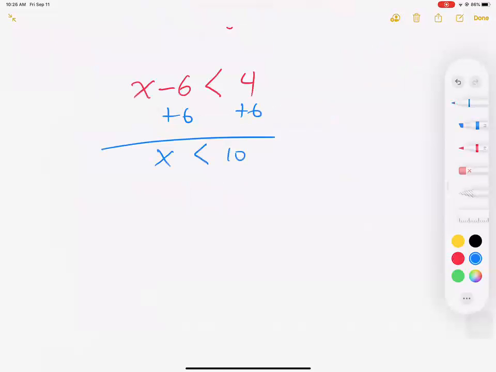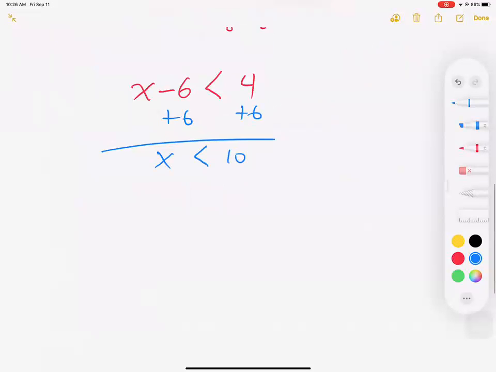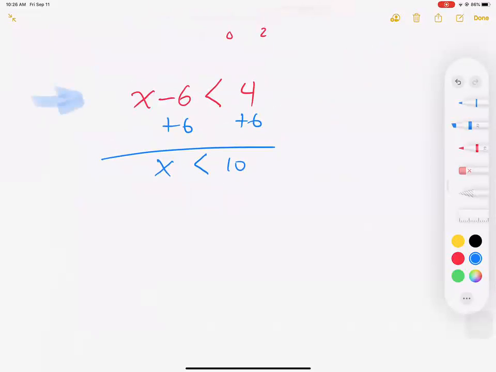So instead of us randomly guessing numbers that would be true for this equation up here, we have a definitive statement. Only numbers less than 10 would make this a true statement. So we can try. Let's pick a number less than 10. Let's pick 9. 9 minus 6 is 3. That is less than 4.